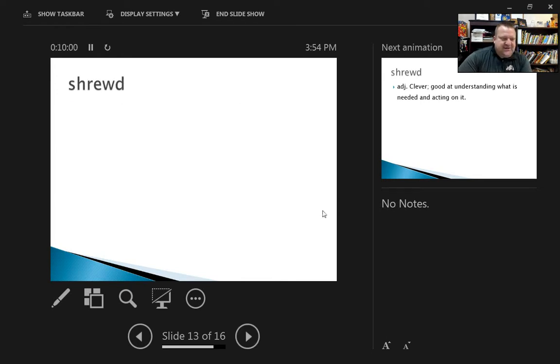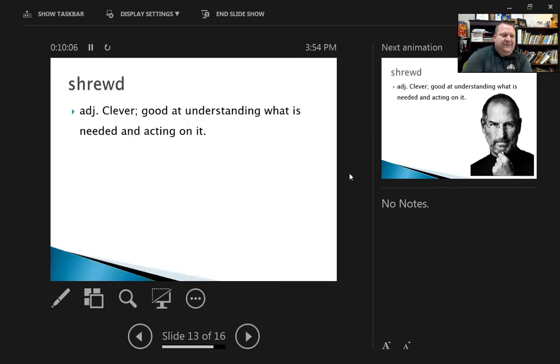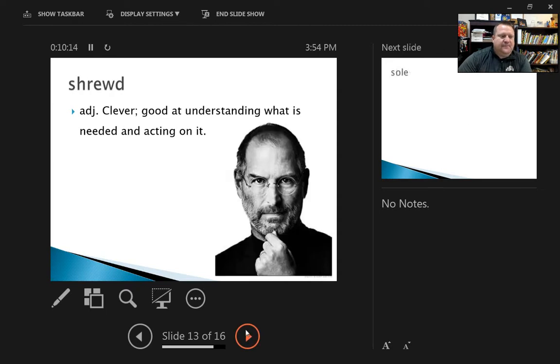The next word is shrewd. Shrewd reminds me of another word from one of our previous lists, but if you are clever or good at understanding what is needed and acting on it, then you might be described as someone who is shrewd. There was another word that we had where the meaning was being good at playing tricks on people. It's kind of like that. If you're shrewd, someone may describe you as crafty, which was our vocab word.